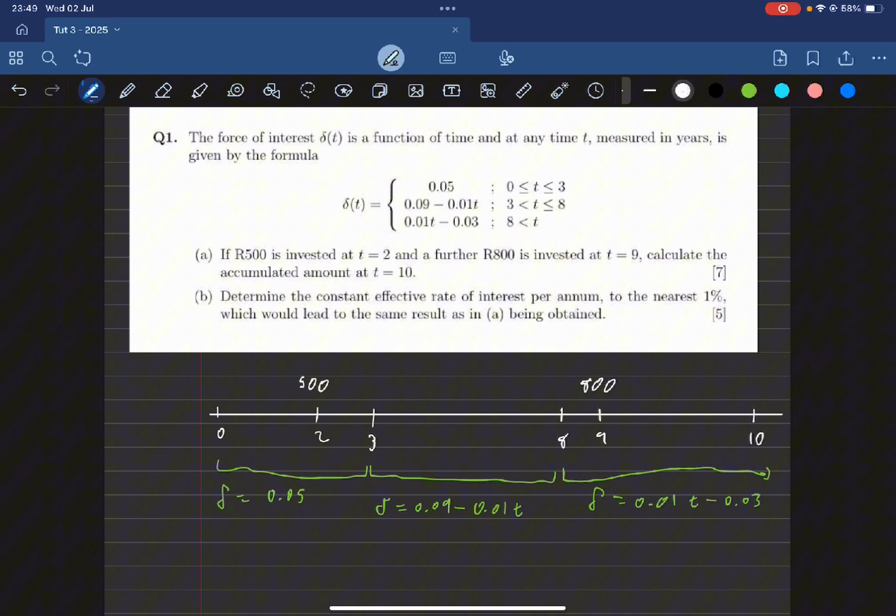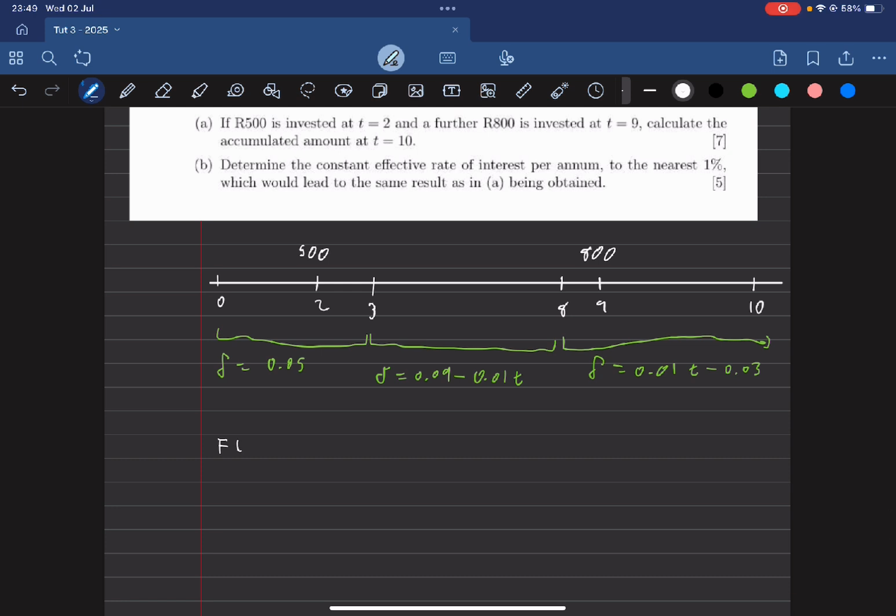So now we want to find the value at time 10. So we want to find the future value at this point. So future value is equal to. So what we're going to have to do is move each of these forward to time 10. I'm going to start with the 500, and I'm first going to move it from time 2 to time 3, because at time 3 the force of interest changes.